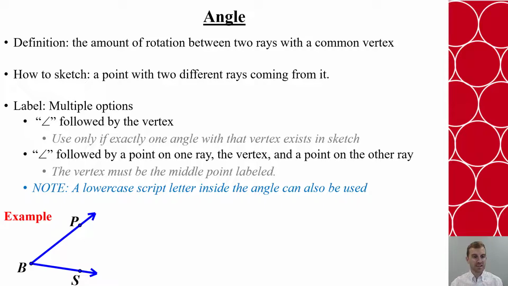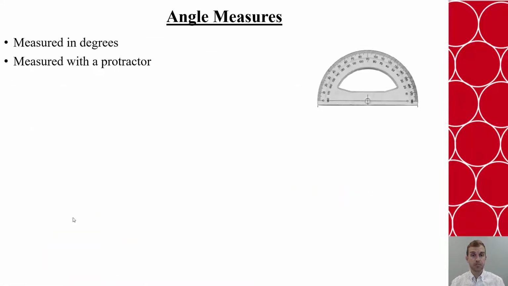So let's look at this example here. Here we have this angle. We could call it angle B because there's only one angle in the image. We could also call it PBS or angle SBP, but in both those cases, B is the vertex. We could not go angle BSP because that would be the angle going from B to S to P. That middle letter is always our vertex, so don't use that.